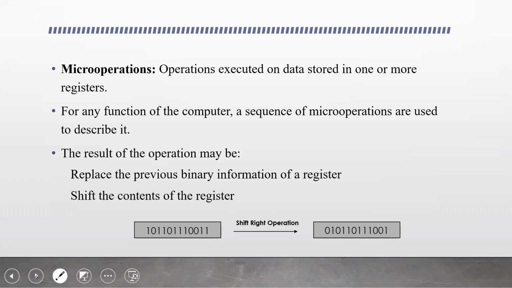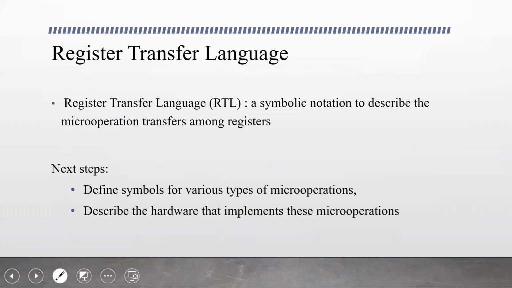Some examples of micro operations: shifting the register content to the right is one micro operation, and register transfer, transferring the content of one register to another, is another. The language that uses symbolic notation to define the micro operations for transfer of information among the registers, we call the register transfer language.